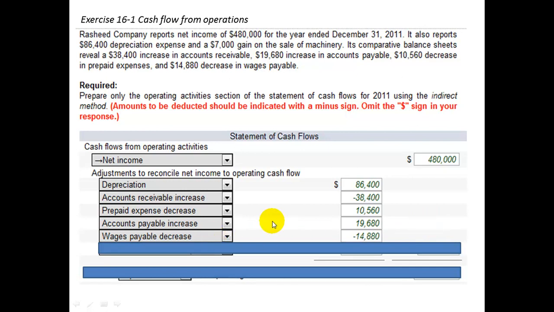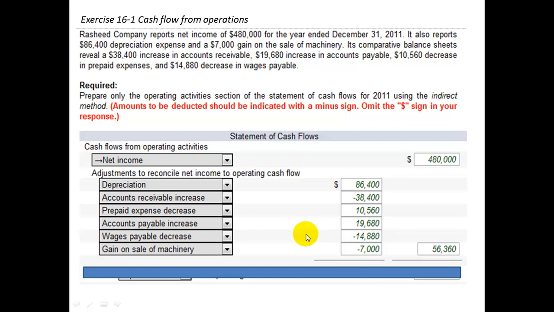In this case, you are paying off more wages than you incurred, and in that case you're using cash. Therefore, cash is going to be reduced by, in this case, the difference between the one period and the next, which was a reduction of $14,880.